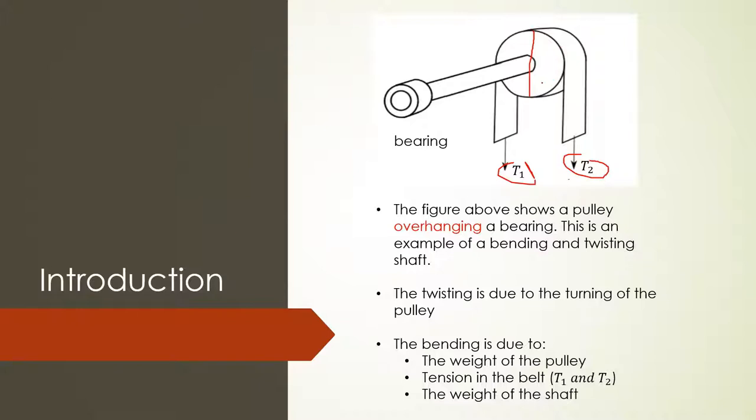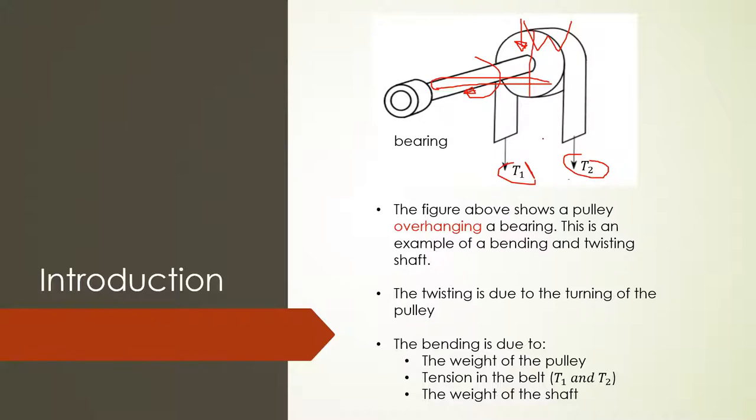Right. So this pulley exerts a weight on the shaft. So the shaft is going to bend because of this weight that is exerted by the pulley. But the same pulley is responsible for rotating the shaft. So the shaft is going to be rotating as it bends. So that is what we are basically dealing with. That's why we are saying combined bending and twisting.